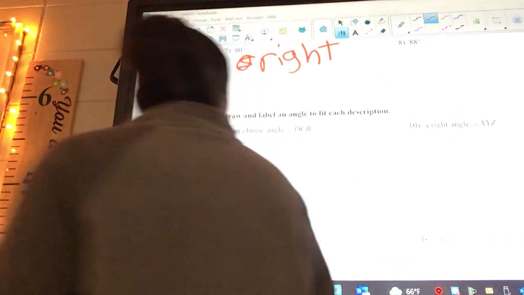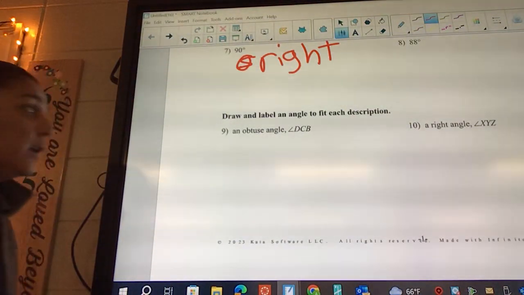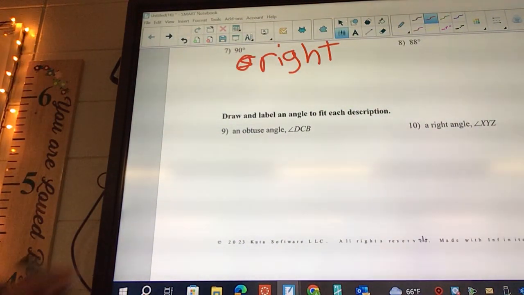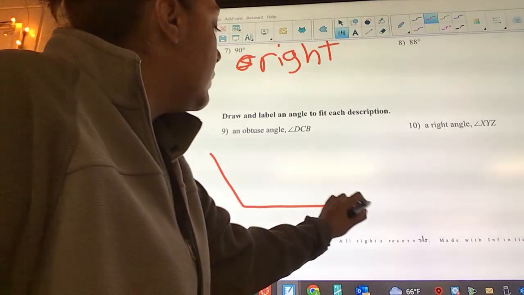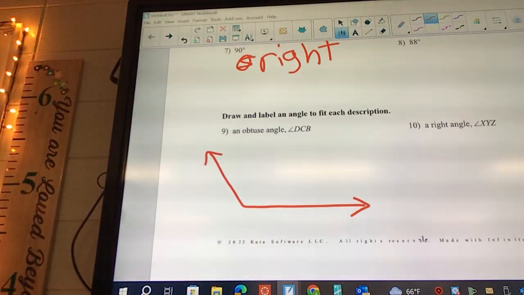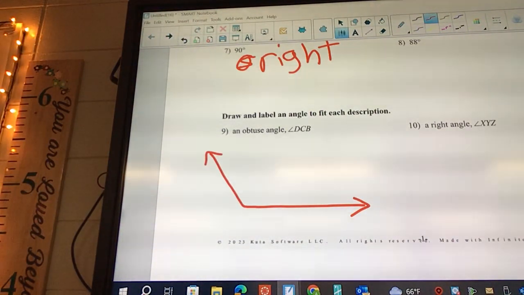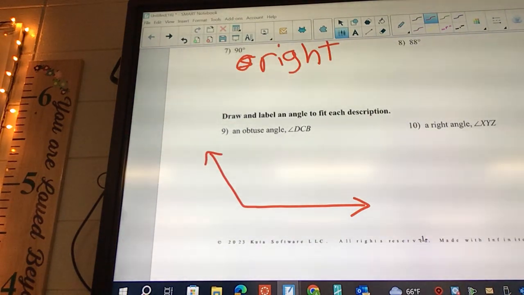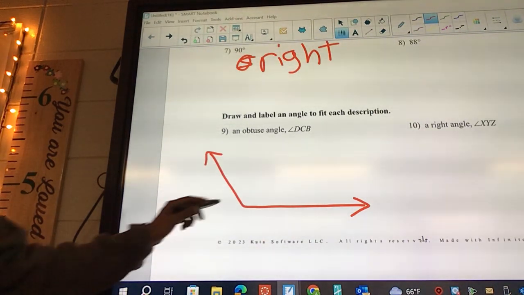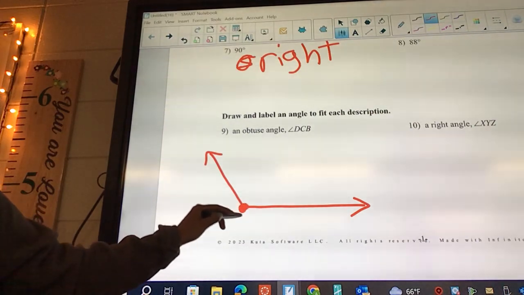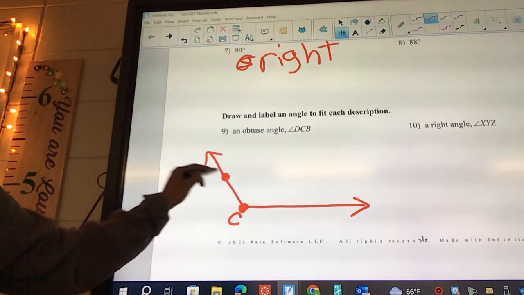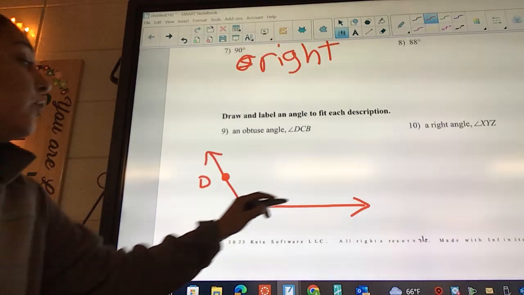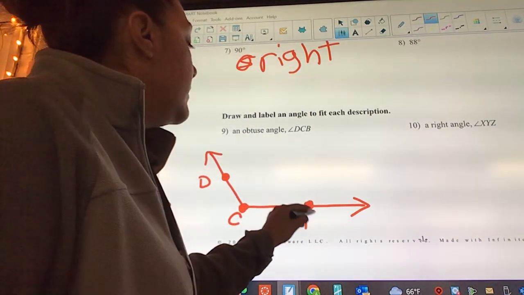Okay, draw and label the angle to fit each description. So we need an obtuse angle, right? So it's going to be really wide. Does it matter where we put stuff? What do we do with those letters? Where does one of them have to go? C has to go right at the corner in the middle. So this one has to be C. This one could be D or B, and this one could be D or B.